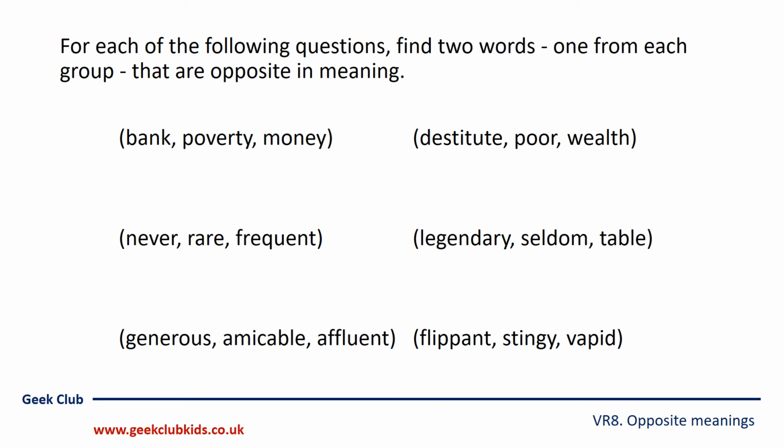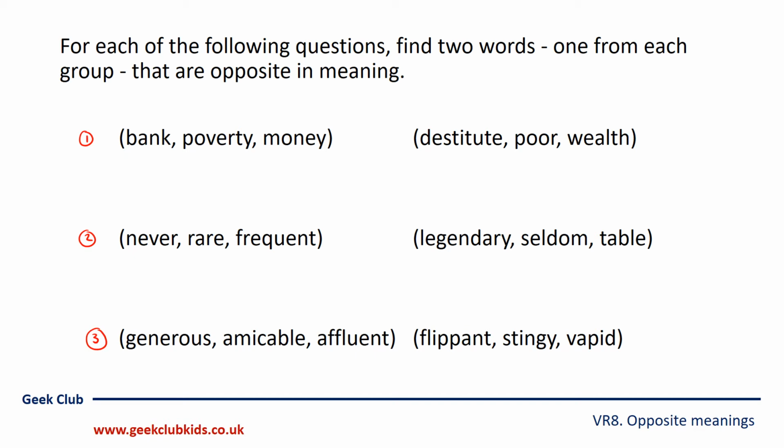Here are 3 examples. Pause the video now, try these yourself, and then we'll go through the answers together. Okay, let's look at question 1. So in the first set of words, we have bank, poverty, and money. And the second set of words, we have destitute, poor, and wealth. If you don't know what any of these words means, please do look them up.